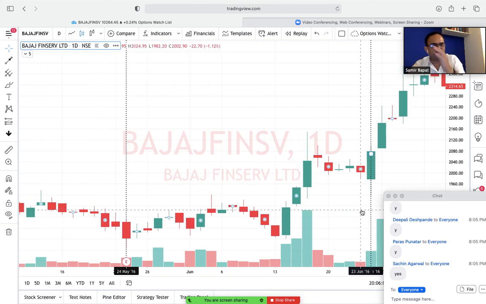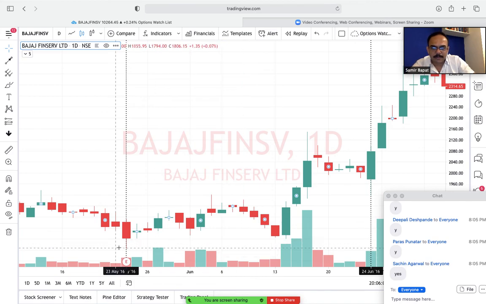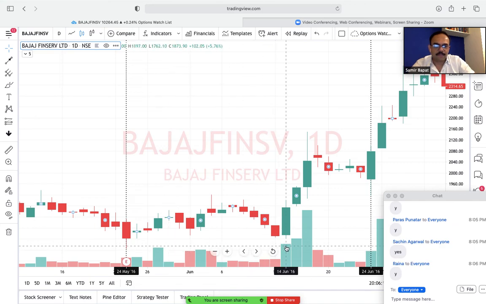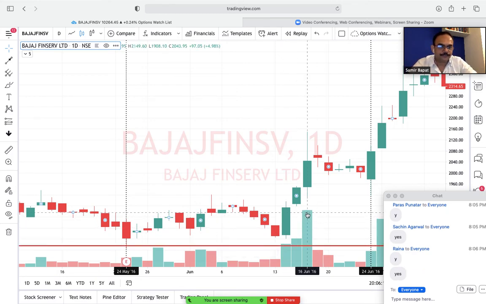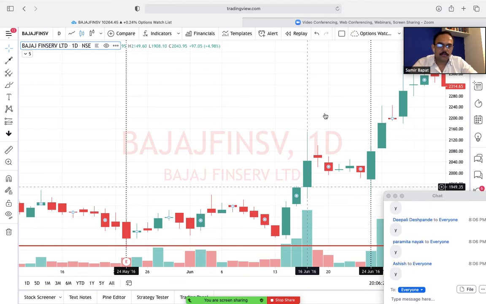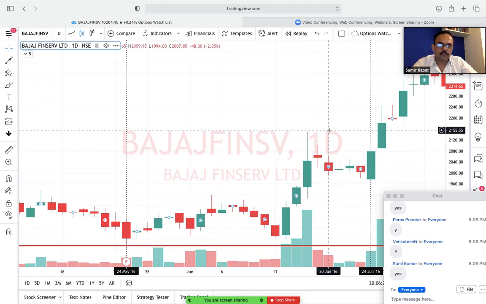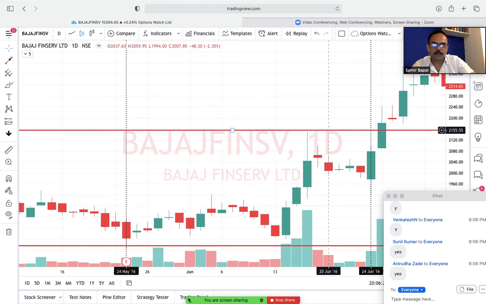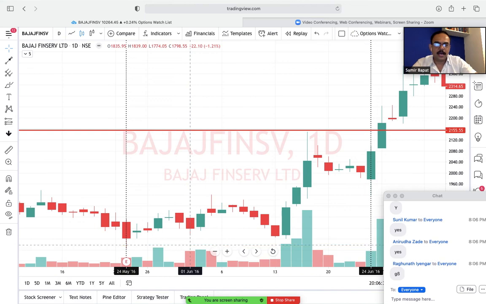Any time in between, from here to here, can I say this volume bar was double the average volume bar? If I draw a line like this, can I say visually that this volume bar is double? How many of you agree? Yes? Okay. So what you have to do is buy above the high of this bar.